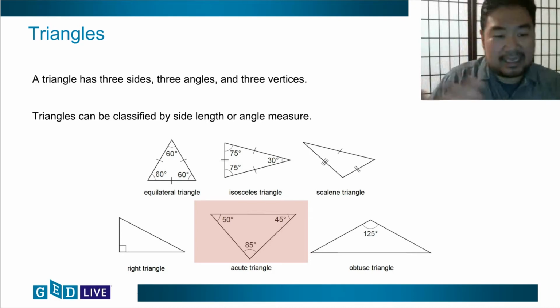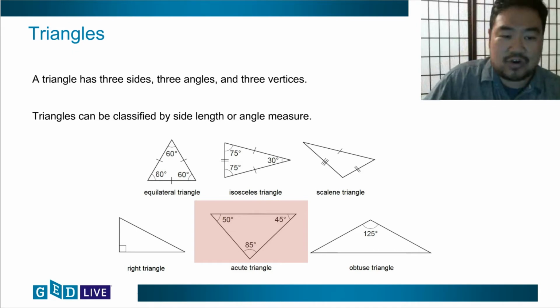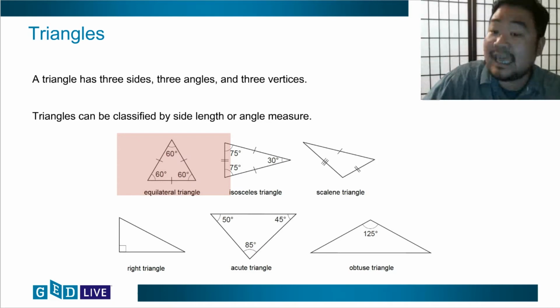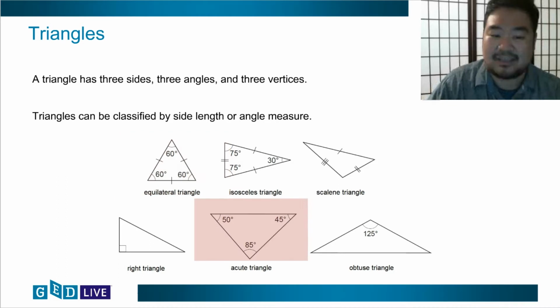So for instance, even that equilateral triangle that we saw here is equilateral by the side lengths, but it is technically an acute triangle as well because all angles are less than 90 degrees. So an acute triangle means all angles are less than 90 degrees.